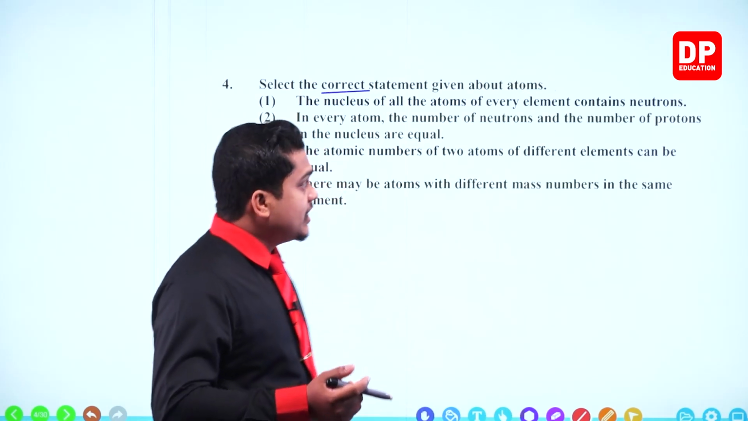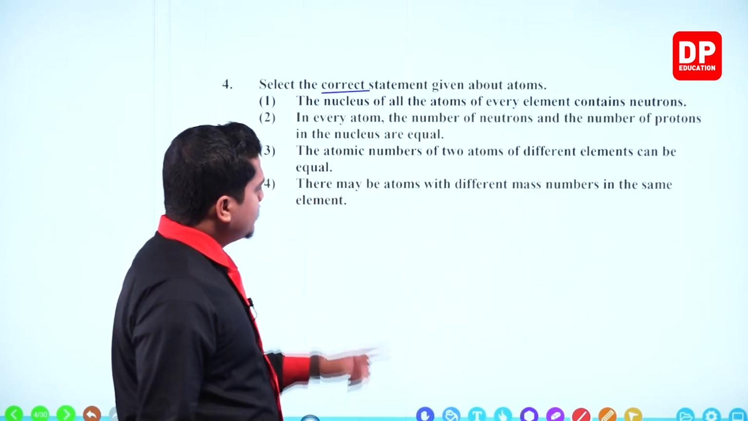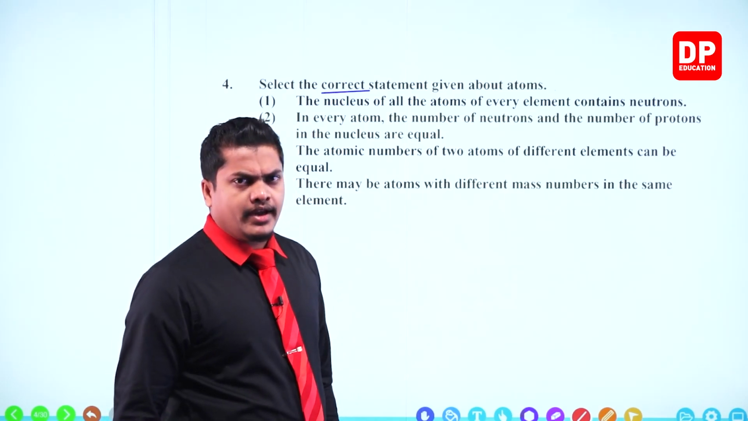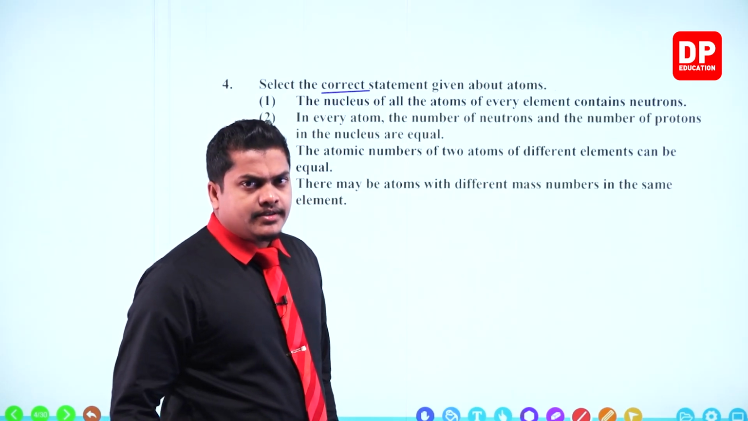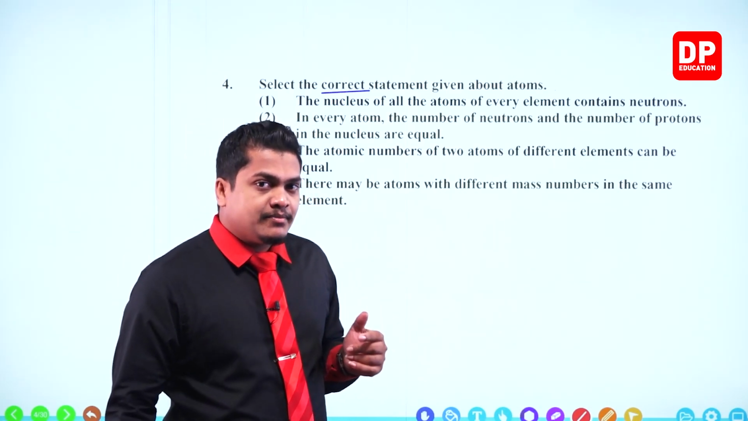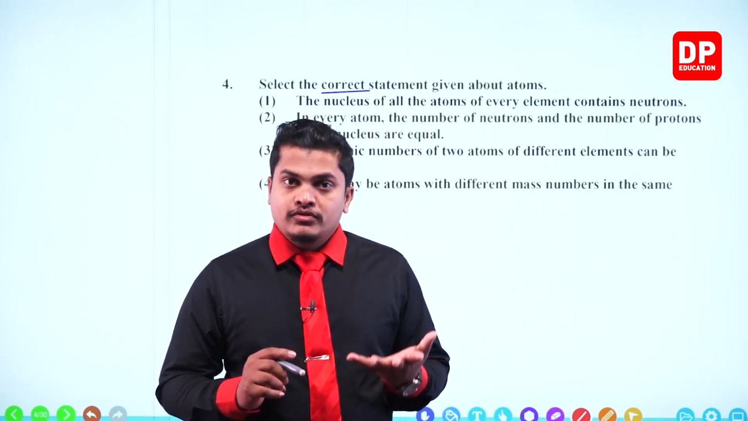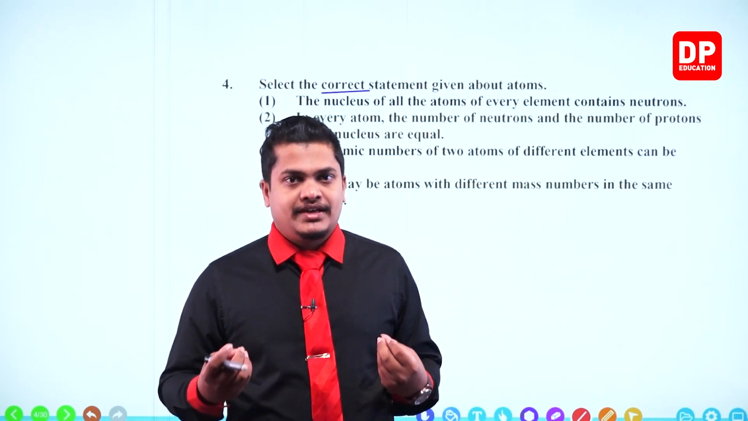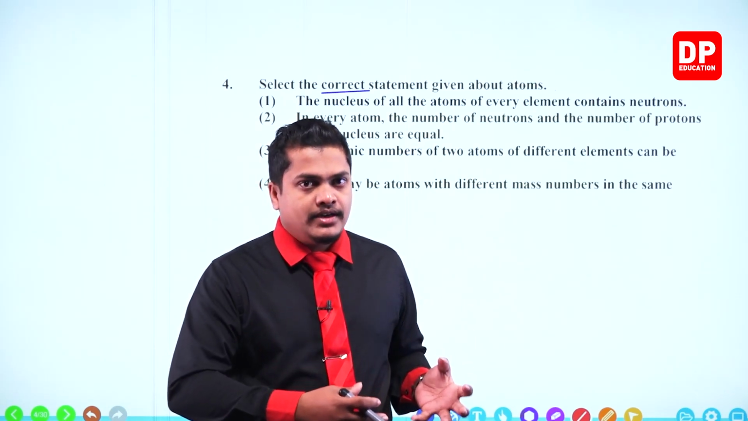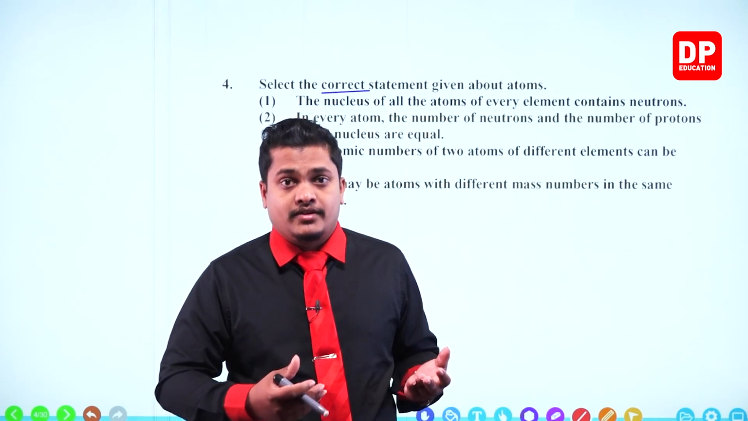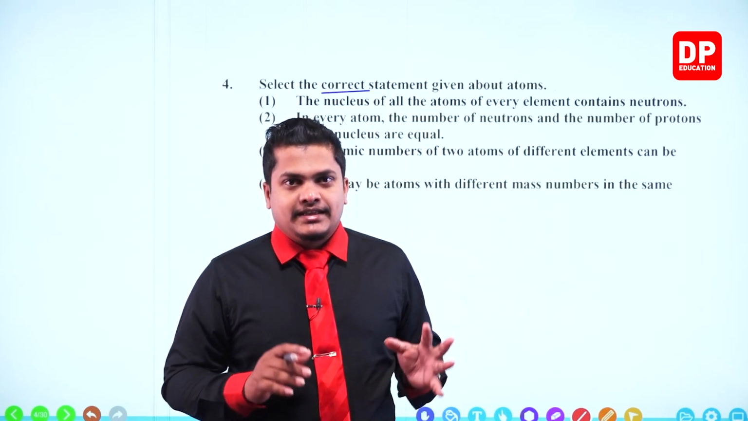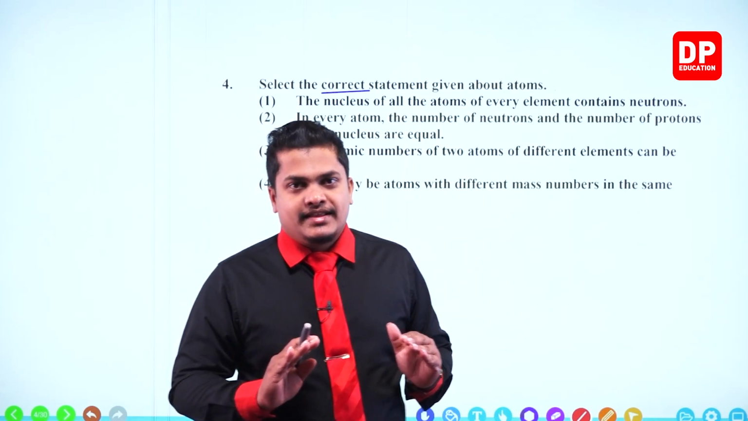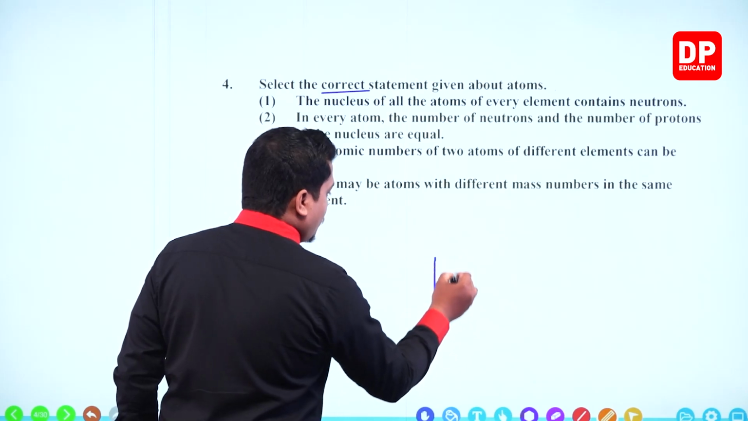Let me elaborate somewhat more, okay? So the correct statement regarding atoms. The first thing given: the nucleus of all atoms of every element contains neutrons. Is it correct? You know that there are 3 types of subatomic particles in an atom: electrons, protons and neutrons. Usually each and every element contains protons and neutrons, which are tightly packed within the nucleus of the atom. That's the center of the atom. However, my dear children, there is a certain element which does not have any neutron. That is the hydrogen 1,1 isotope.